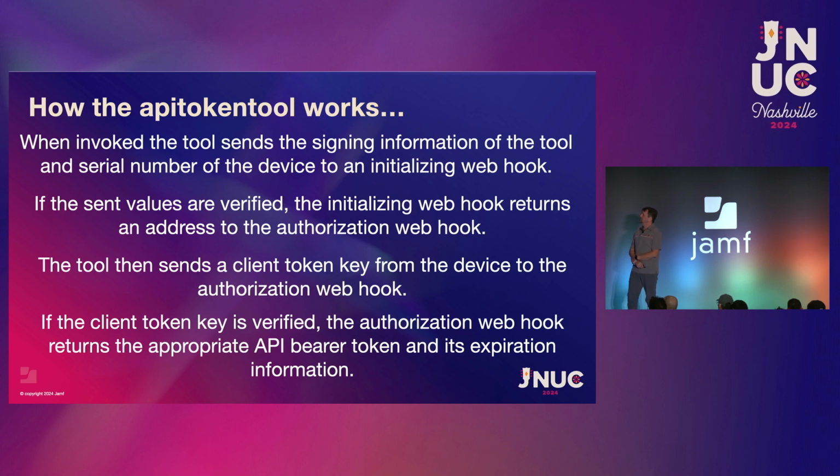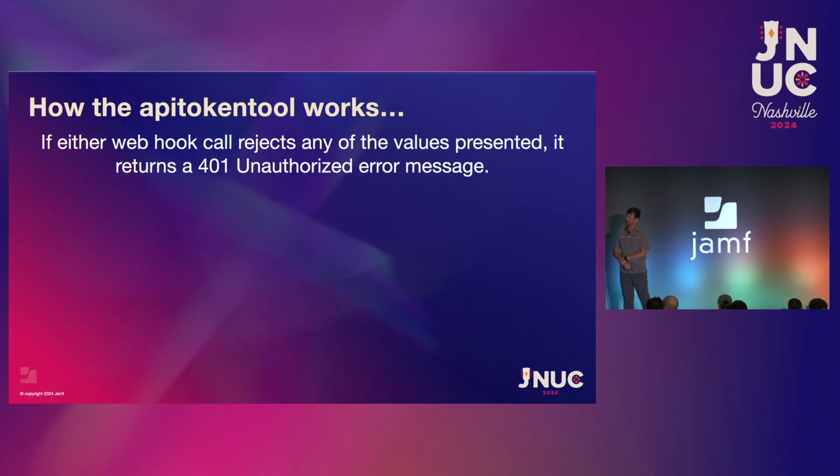If the client token key is verified, the authorization webhook returns the appropriate API bearer token and its expiration information. I'll clarify that in just a second. If either of the webhooks rejects any of the values presented, it returns basically a 401 unauthorized error message.